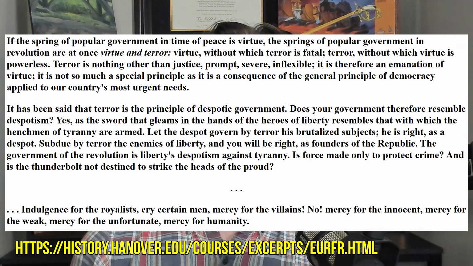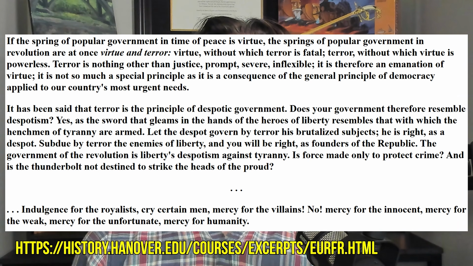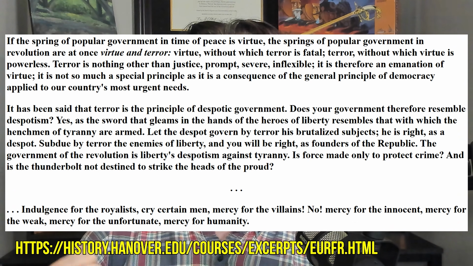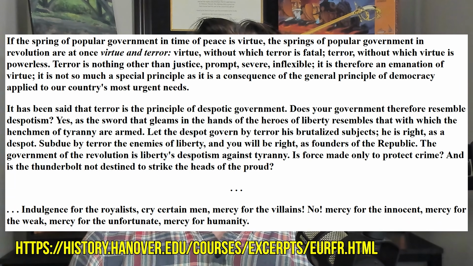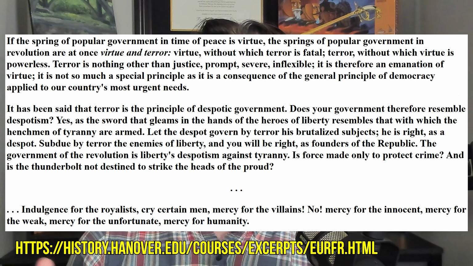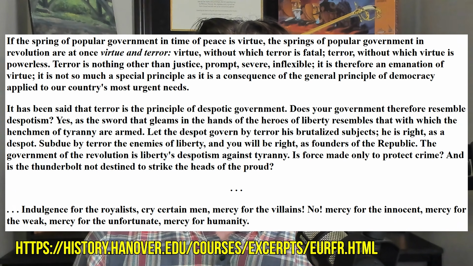It has been said that terror is the principle of despotic government. Does your government therefore resemble despotism? Yes. As the sword that gleams in the hands of heroes of liberty resembles that with which the henchmen of tyranny are armed. Let the despot govern by terror his brutalized subjects, and he is right as a despot. Subdue by terror the enemies of liberty, and you will be right as founders of the republic.